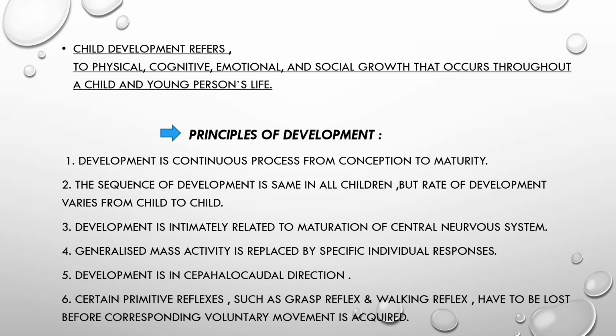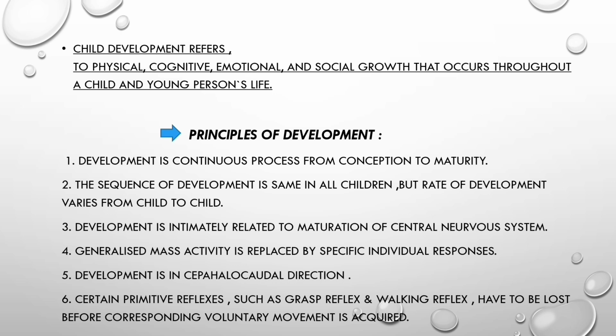Second, the sequence of development is the same in all children, but the rate of development varies from child to child. Third, development is intimately related to maturation of the central nervous system. Fourth, generalized mass activity is replaced by specific individual responses. Fifth, development is in a cephalocaudal direction.